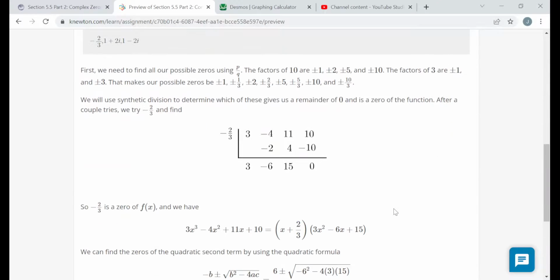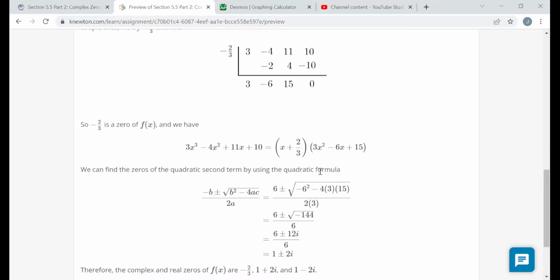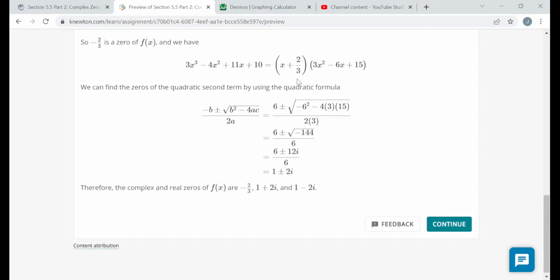Again, see, they're doing the synthetic division, first making that list of possible rational zeros and checking. They find negative 2/3 works. And then they factor it, take the quadratic factor, and use the quadratic formula. Same thing, same stuff.